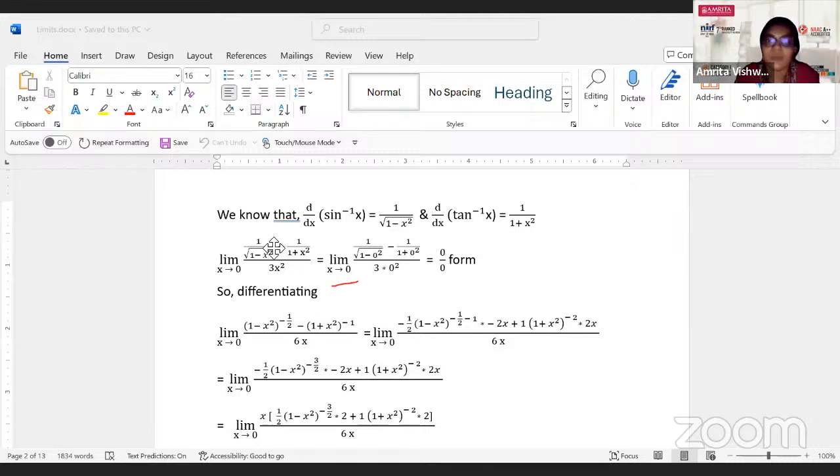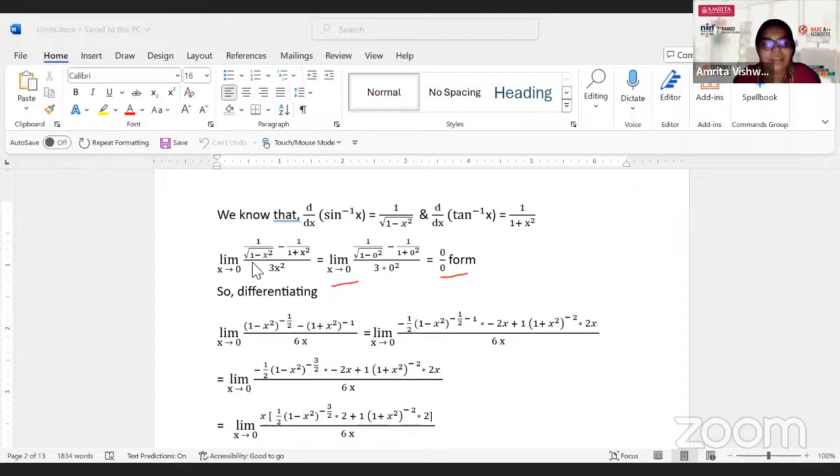This becomes 1 by root of 1 minus 0 square minus 1 by 1 plus 0 square by 3 into 0 square. So here also it comes to the form 0 by 0. Here also this will be 1, this will be 1, it's minus 1. So it becomes 0 by 0 form. So here also what you have to do, you have to differentiate the numerator and the denominator separately. You have to simplify it. You have to apply the limit, the very basic thing.